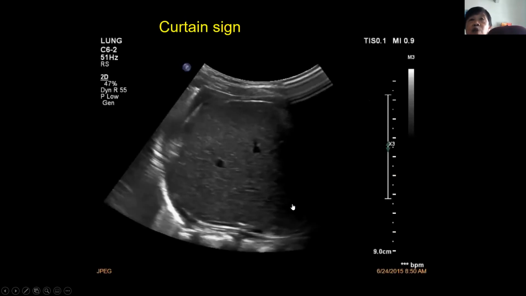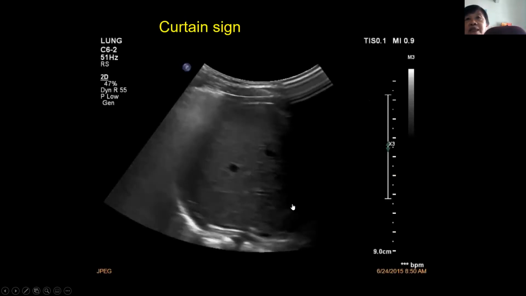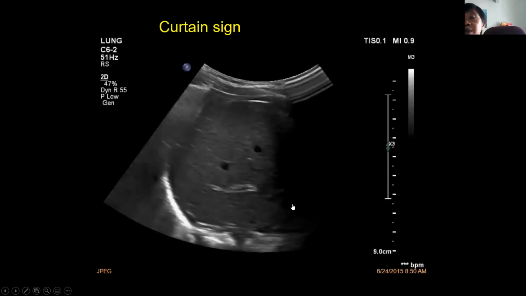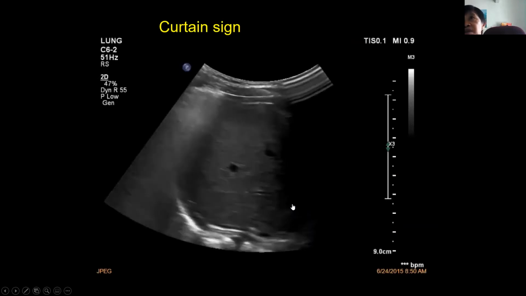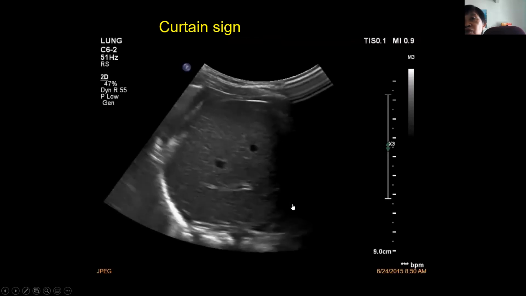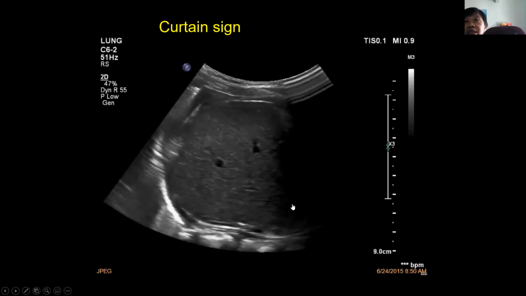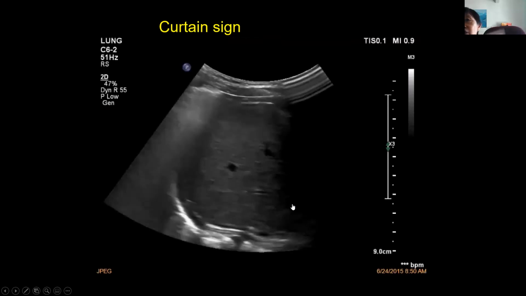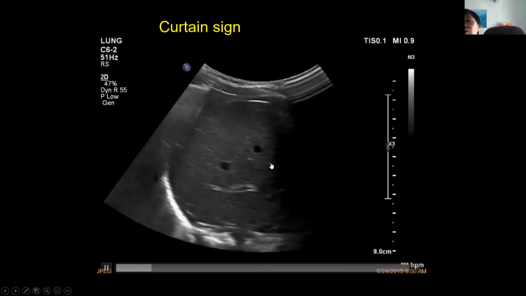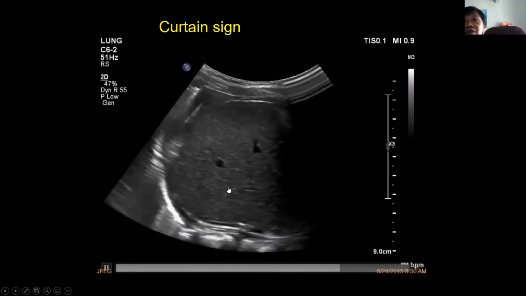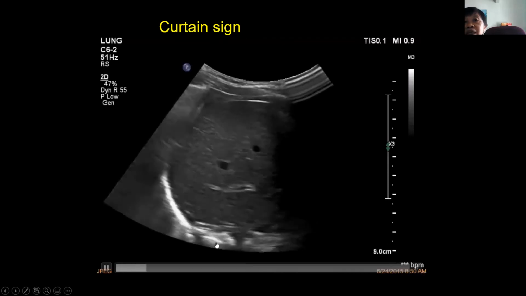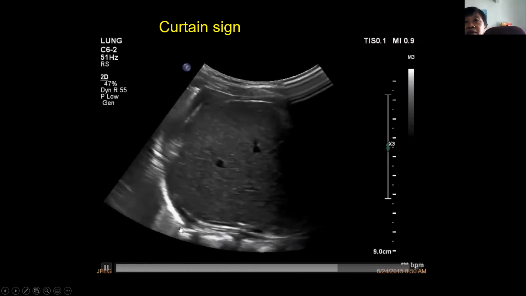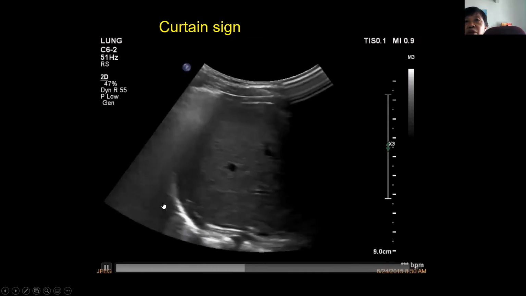So the next normal sign that we look for is the curtain sign. Here we put the probe at the posterior axillary line, somewhere around the 5th or 6th intercostal space, moving it up and down. And then you can see it's like a curtain of lung tissue moving to and fro. And here is the liver, here is the diaphragm, and here is the spine, the vertebra, and it ends where the diaphragm is. So there's nothing beyond it.